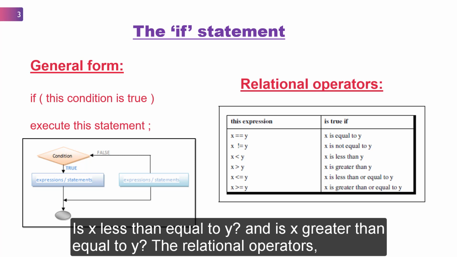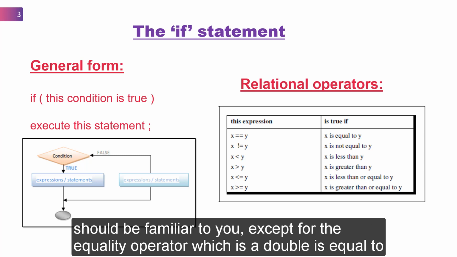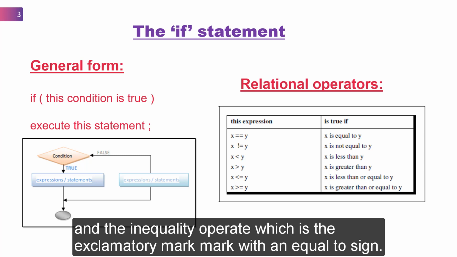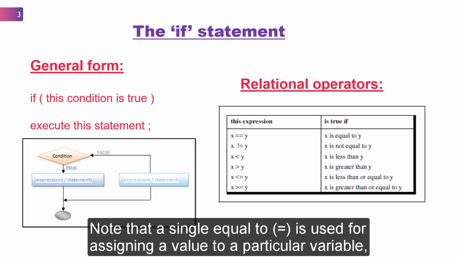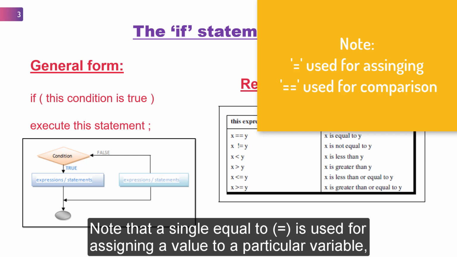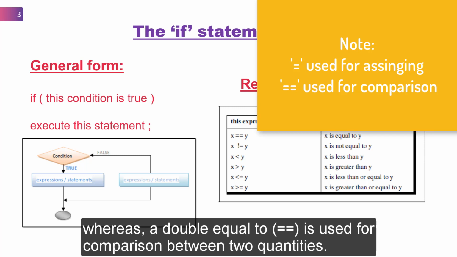The relational operators should be familiar to you except for the equality operator, which is a double equal to, and the inequality operator, which is an exclamation mark with an equal to sign. Note that a single equal to is used for assigning a value to a particular variable, whereas a double equal to is used for comparison between two quantities.